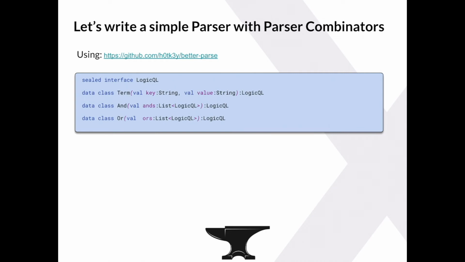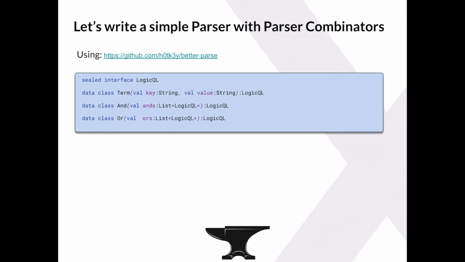So this is actually the interface, the internal DSL we defined. Quite simple, so we have some sort of interface, and then we have the three types, term, and, and or, and of course they all implement this interface so that they can be nested. It's a very classical tree structure. The main model of a classical tree structure.